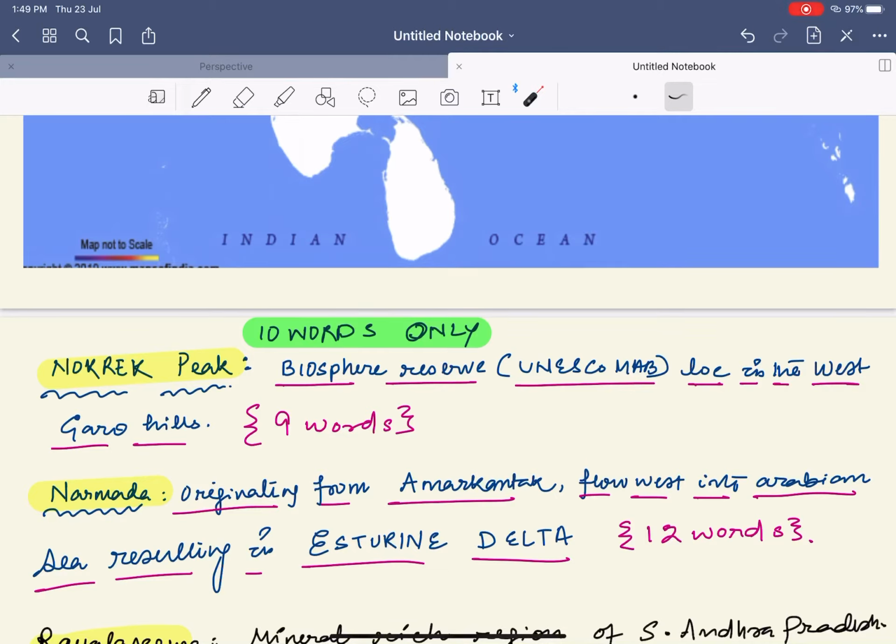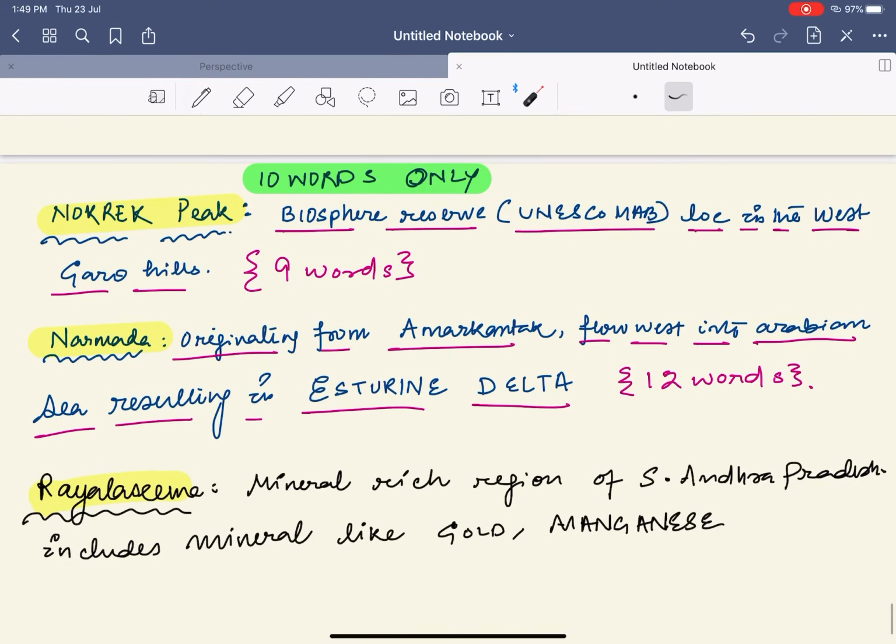See, with respect to Nokrek Peak, understand this. We have the biosphere. The Nokrek Peak was the question. Now, with respect to this Nokrek Peak, how can I write it? Nokrek, biosphere reserve, I have written in brackets UNESCO MAB. That is quite enough for the examiner to understand that the biosphere reserve is an important site over here. It is located in the west of Garo Hills. I have done this entirely in 9 words.